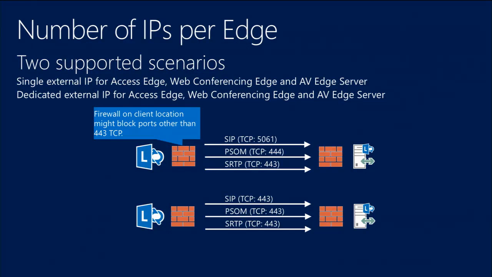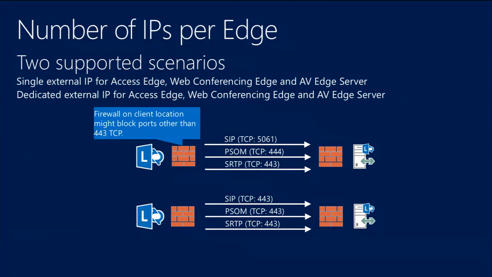Or maybe they let 5061 out and 443 out, but not 444, right? So now I get in and I can sign in, I'm in presence, I can do an audio call, and then I get into a web conference and it craps out. Well, because we can't get to PSOM, we can't get to 444. Right? We make life simpler using dedicated IP addresses. Because check it out, if we use dedicated IP addresses, look at the ports that we listen on. 443, 443, 443. Okay, most organizations are going to let you do 443 outbound.